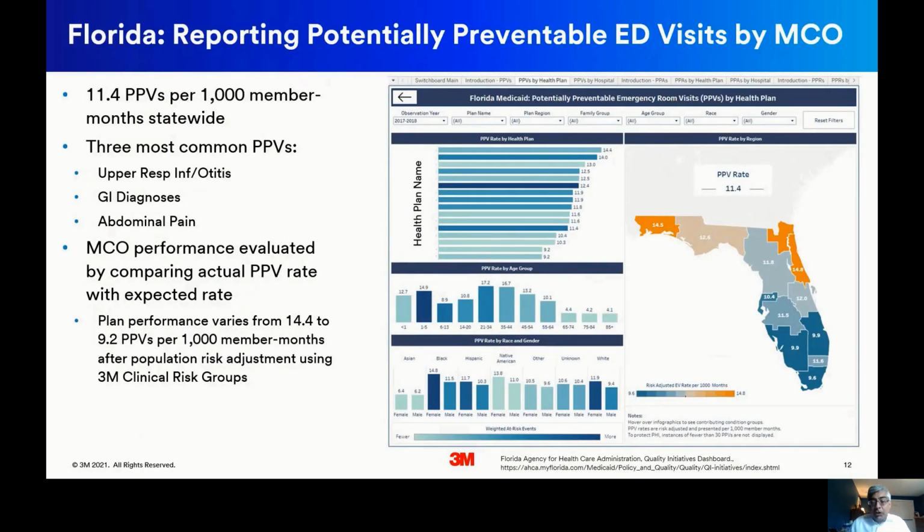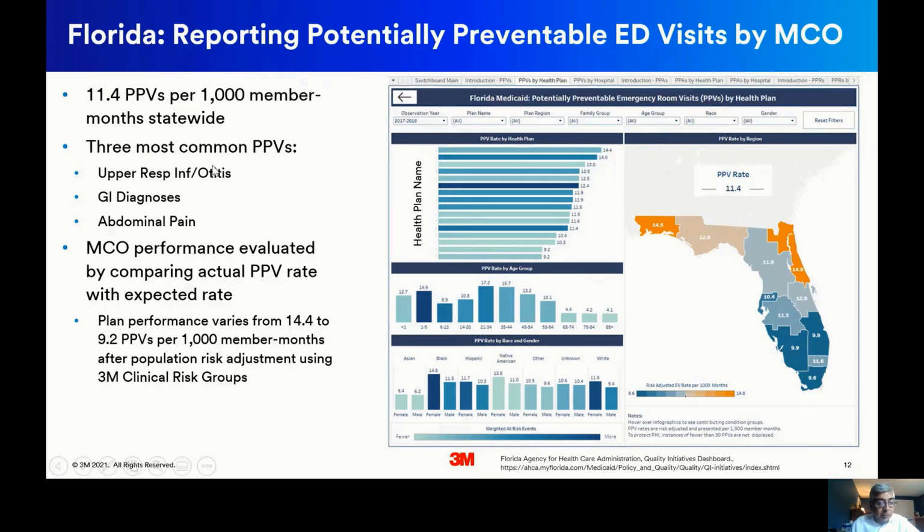And then switching gears to Florida. I thought the Florida example is a similar application of these principles, but in this case, they're looking at emergency rooms. I just think this is a great example of how we can collaborate moving from inpatient care, complications and readmissions, to using the same principle to look at potentially preventable emergency room visits.